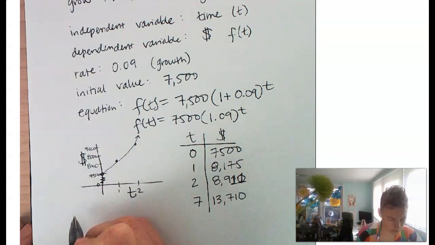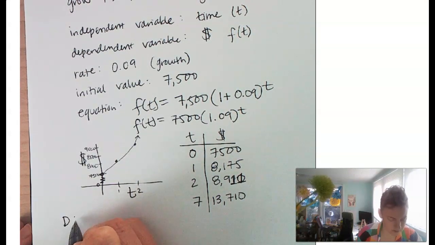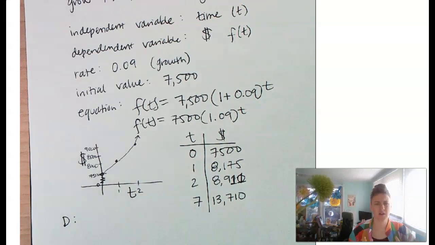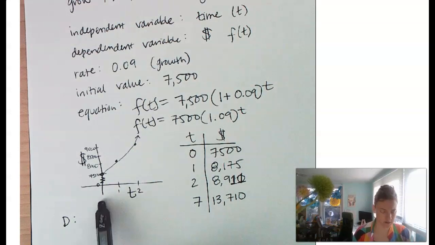Saw some issues with that in the previous lessons. So the domain of this function. Remember, the domain of this function means all the possible x values. Now, this is a real-life scenario at this point. Okay, we have money in an account that's growing. So we want to talk about the real-life domain. The real-life possible x values.